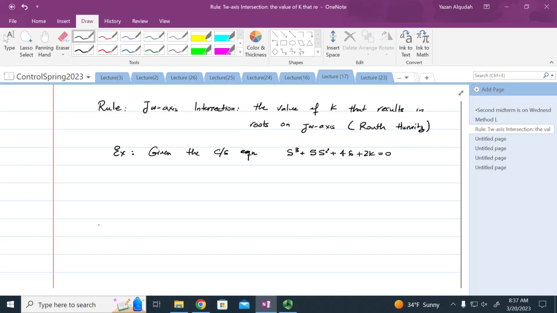We calculate the closed loop transfer function. We take the denominator equal to 0. That is what the characteristic equation is. Is that clear? Everybody?